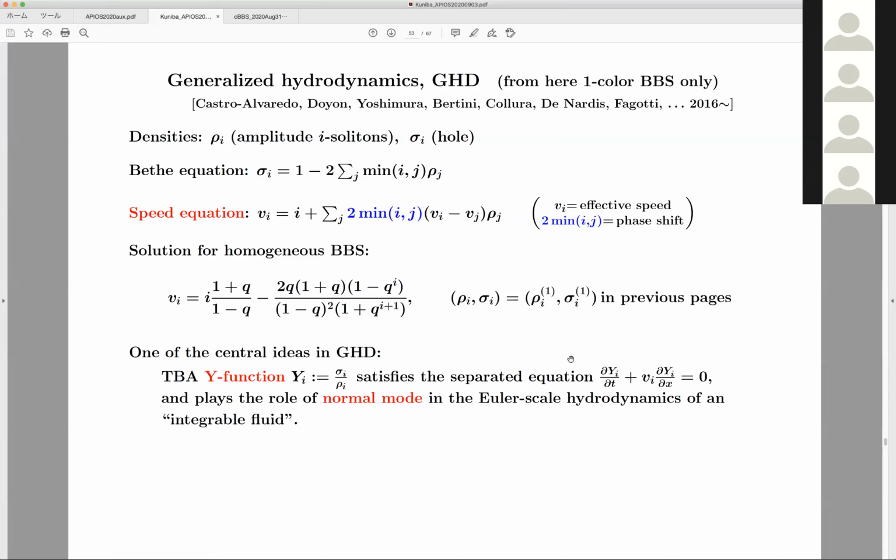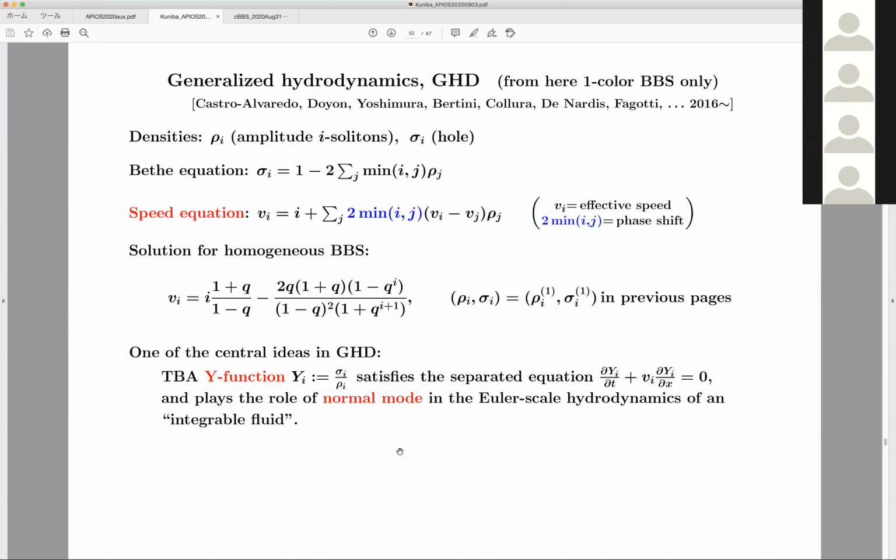So there are basic hydrodynamic equations in the standard textbook sense. But once you apply this to the integrable system with Bethe ansatz structure, then you observe that the equations split if you switch onto the Y variables. That's the key idea in GHD, like this. But this v_i must be chosen like this. And as I said, this TBA Y function plays the role of normal mode in the Euler scale hydrodynamics of the integrable fluid.